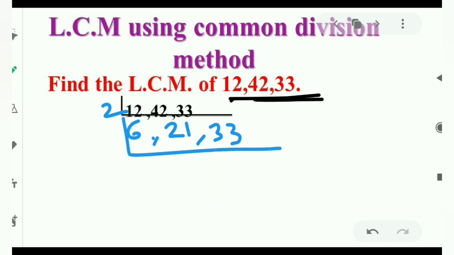Then again, can you find some two numbers in common? All the three numbers are divisible by 3, right? Okay, we have to take 3. Quotient, 6 divided by 3, 2. 21 divided by 3, 7. 33 divided by 3, 11.